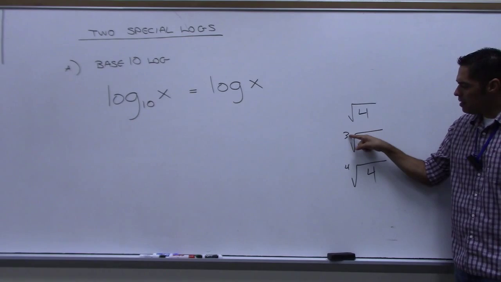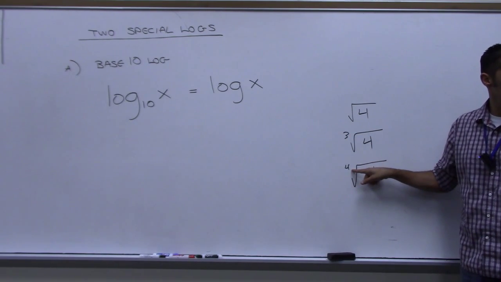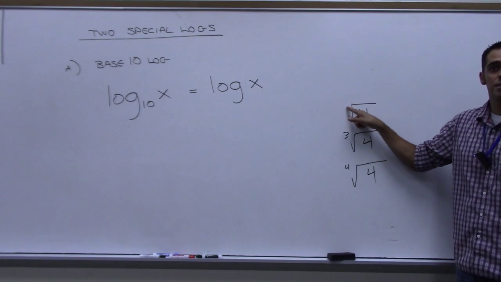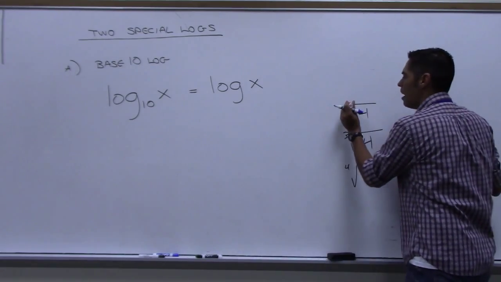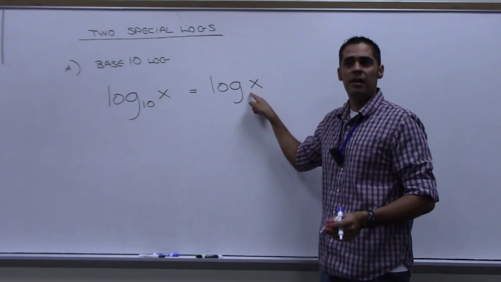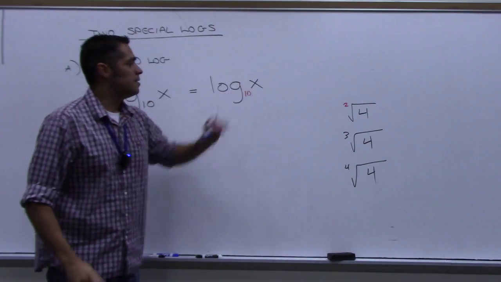So I wrote 3 here to let you know it was cube root, 4 to make sure you knew it was fourth root. I didn't write 2 here to make sure you knew it was square root, right? But it was understood. We all understand without writing it that that's a 2. Same thing here. If you don't write the base, it's understood to be a 10. So it's really hidden here as a 10. Understand?